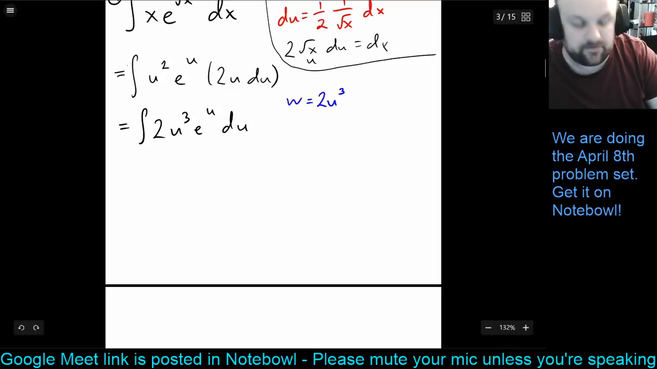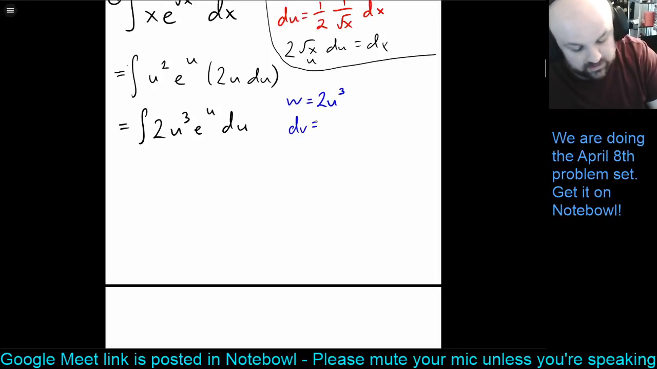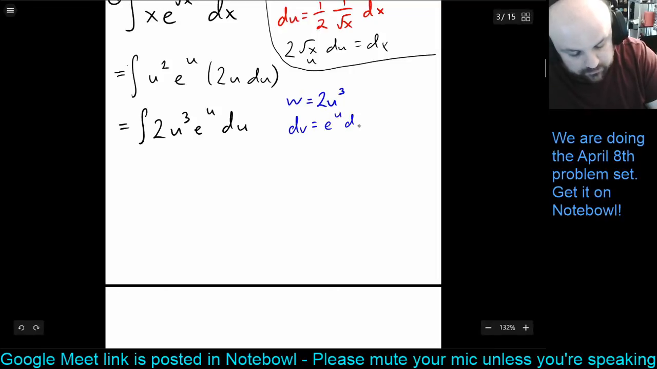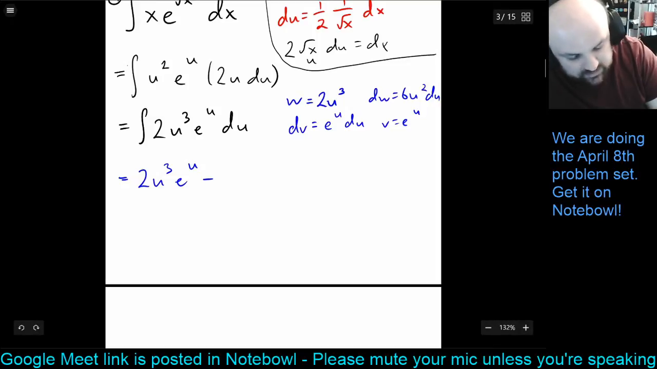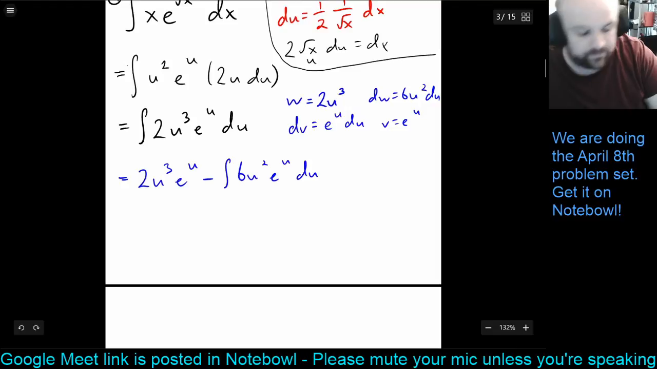So I'll use w for u and v for dv, in the normal way here. All right, so dv is going to be e to the u du. So then dw is 6u squared du, and v is e to the u. So we have 2u cubed e to the u, minus, in this case it'd be v dw, so minus 6u squared e to the u.